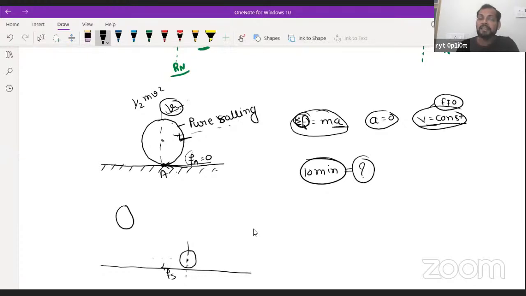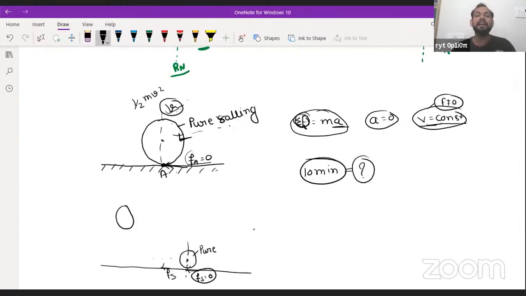But when the body is set into pure rolling motion, in that condition, you know that there is zero sliding friction. But I think you have seen that the coin will come to rest after some period of time. Why is it happening? Because if no friction is acting, then it should continue its motion, na? But why does the body stop after some period of time?